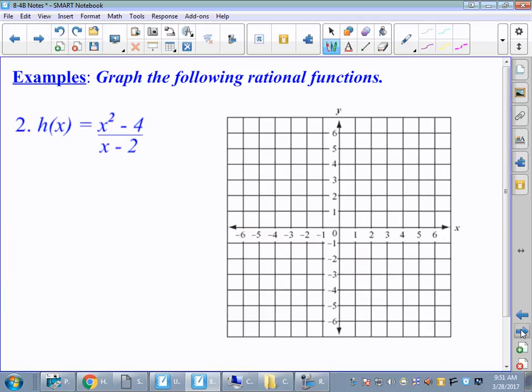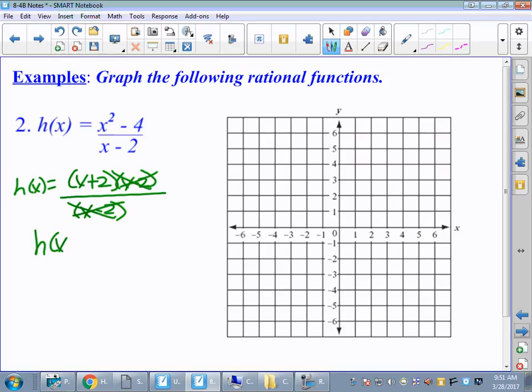The next type of graph, we have to factor first. So I'm going to factor the top, and it becomes x plus 2 times x minus 2, and the bottom is still x minus 2. So my undefined term is 2, but when I simplify it, it looks like it's defined. So what this function looks like is a line. h of x is equal to x plus 2. We can use slope and y-intercept to graph the line. We can use a table of values. But in the end, I'm going to have a hole at x equals negative 2 something.